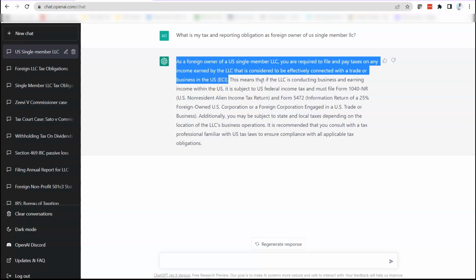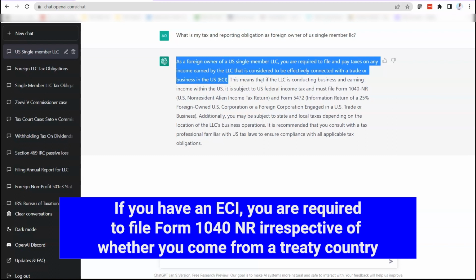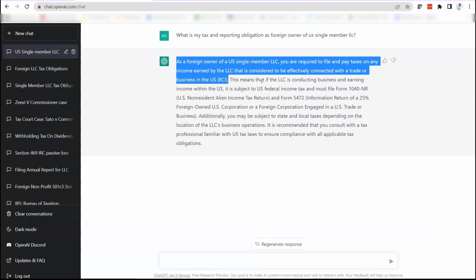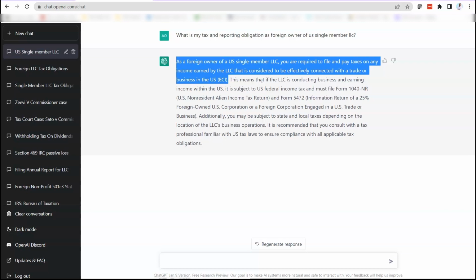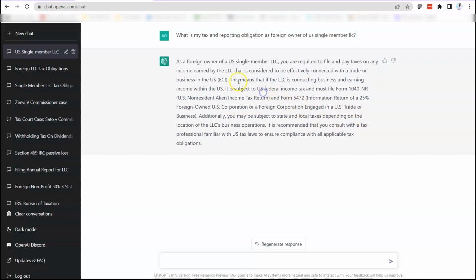And that's accurate. If you have an ECI, whether you come from a treaty country or you come from a non-treaty country, you still have to file a 1040-NR. And on the 1040-NR, if you are from a treaty country, if you determine that your business does not have any permanent establishment here in the US, you can actually invoke the treaty by using Form 8833 and then basically wipe out any taxes that you owe. If you're not from a treaty country, then you will be paying taxes. So you need to figure out what your expenses and income are, and then you pay the required taxes that are due.